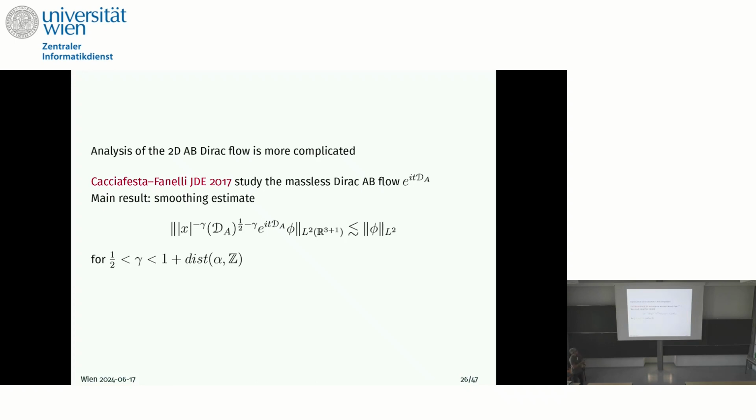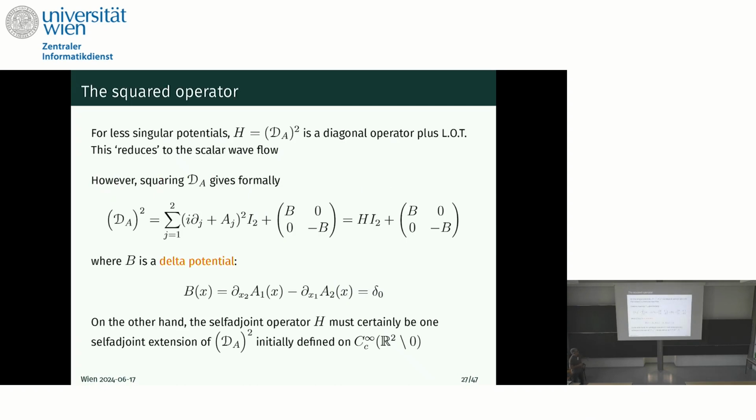Okay, but you cannot. I mean, apparently it's much harder to study the Dirac equation with the Aharonov-Bohm potential. I just mentioned this very partial result, so you get some smoothing estimates, L2 estimates with weights, but I say the results we mentioned here are better. Okay, so let us try to take the square of the A, and what you get really is the Schrödinger Hamiltonian plus a very singular part, right, delta.